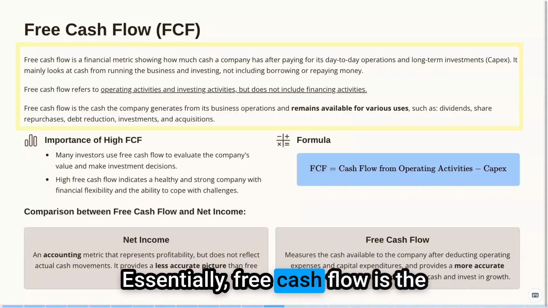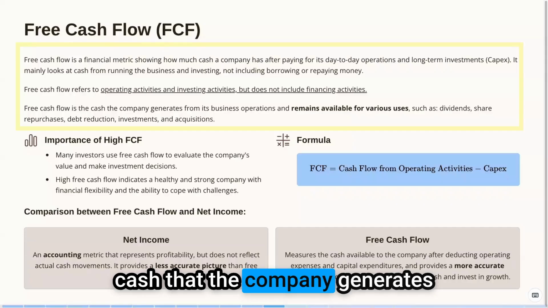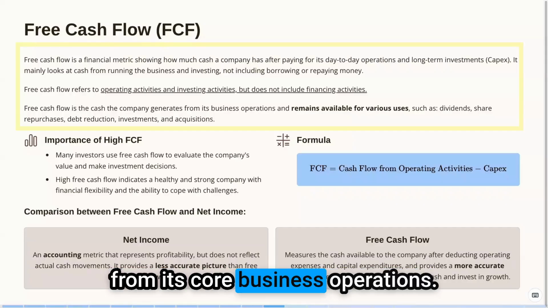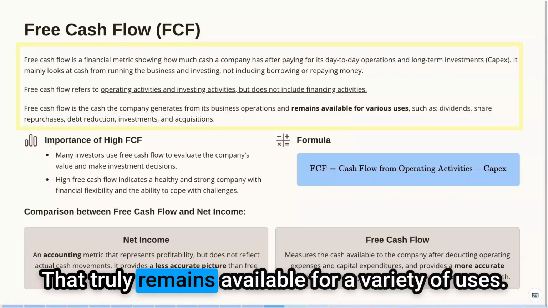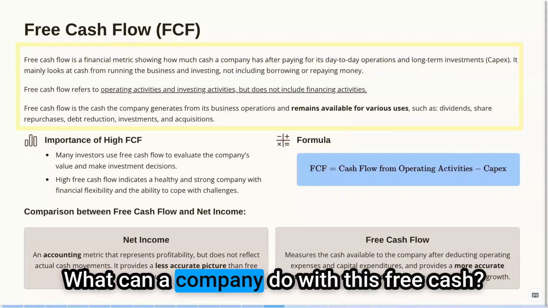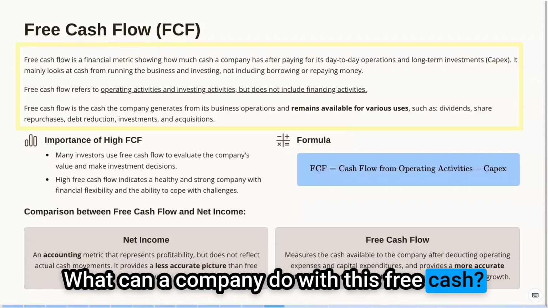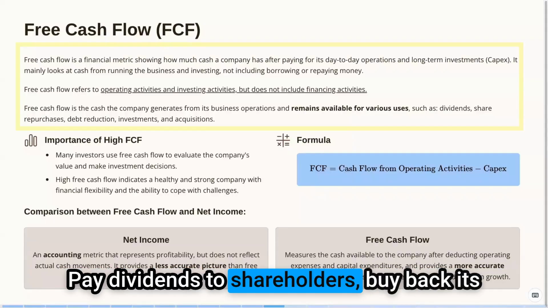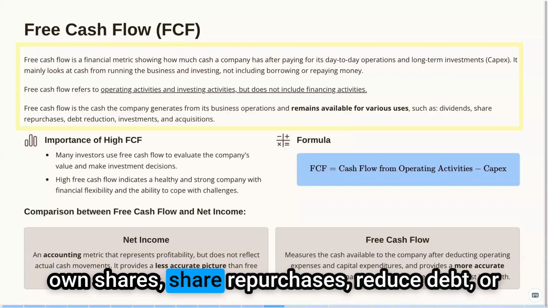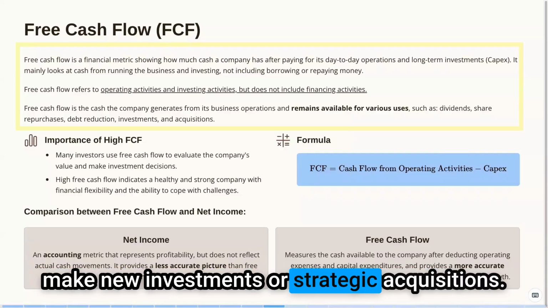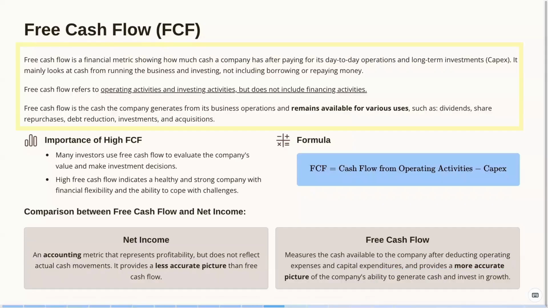Essentially, free cash flow is the cash that the company generates from its core business operations that truly remains available for a variety of uses. What can a company do with this free cash? Pay dividends to shareholders, buy back its own shares, share repurchases, reduce debt, or make new investments or strategic acquisitions.